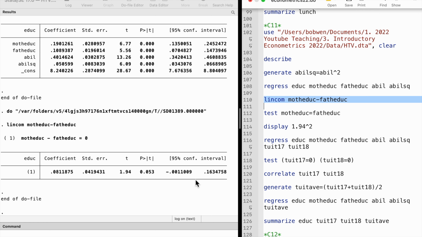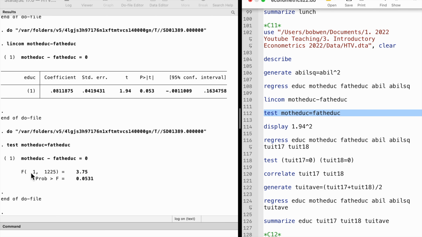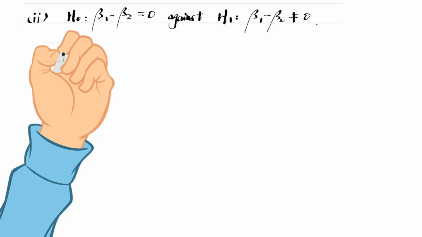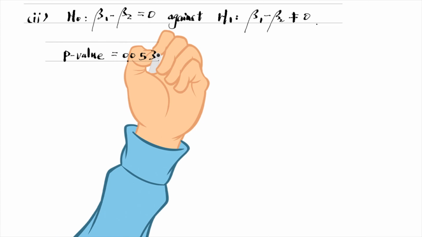Now we have the t-statistic of 1.94 and its two-sided p-value of 0.053. We can also use the Stata command test to do the f-test. The f-statistic is 3.75 and its p-value is also 0.053. The p-values are the same in the t-test and the f-test. The f-statistic equals the squared t statistic. We reject the null hypothesis at the 10% level, but not at the 5% level.